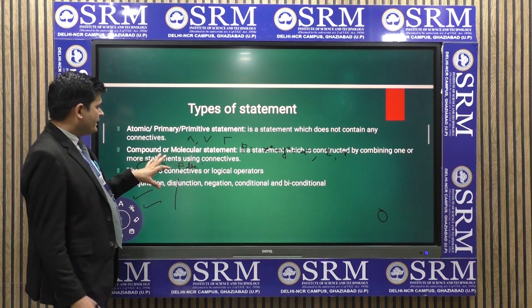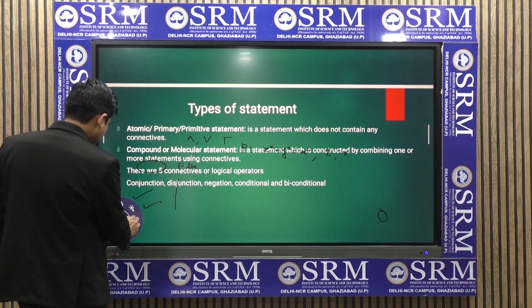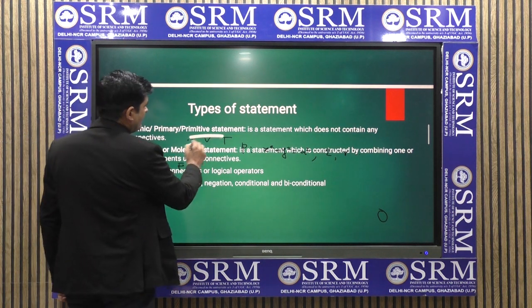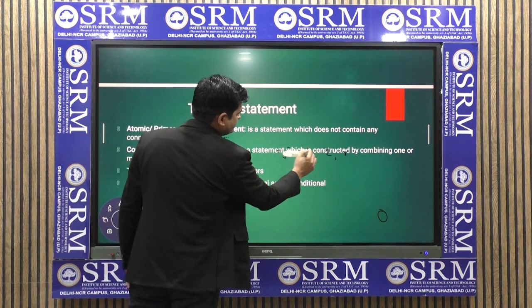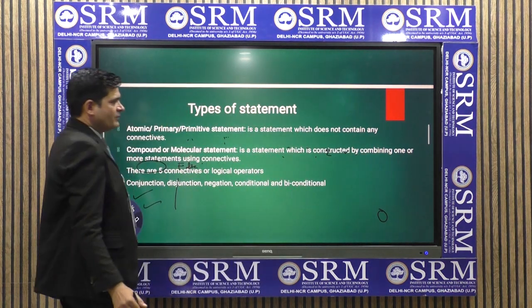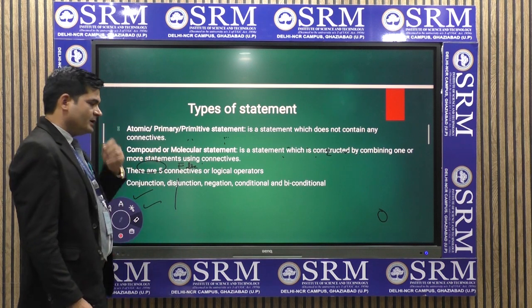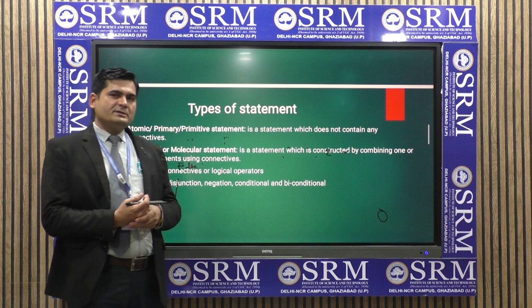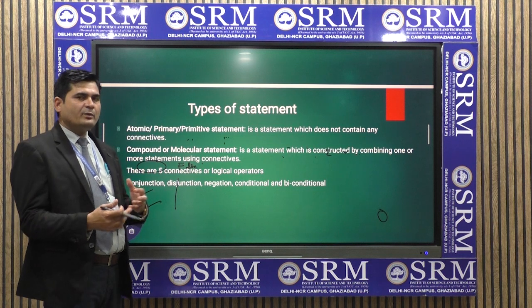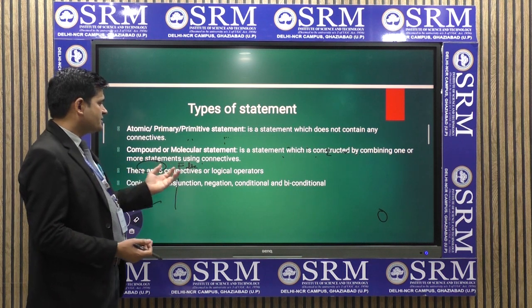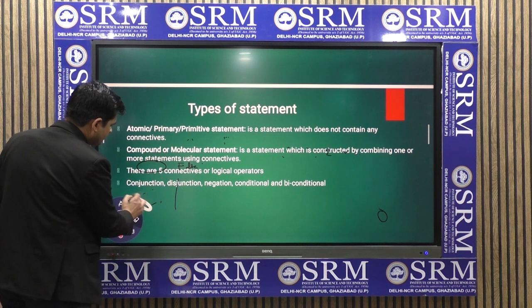What is a compound statement? A compound statement, or sometimes called a molecular statement, is a sentence which is constructed by combining two or more statements using connectives. So whenever we combine two or more sentences or statements with the help of connectives like conjunction, disjunction, it is called a compound statement.